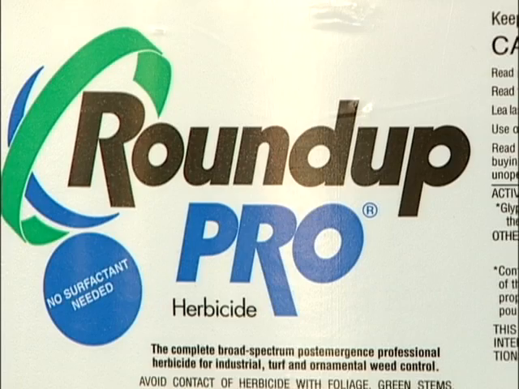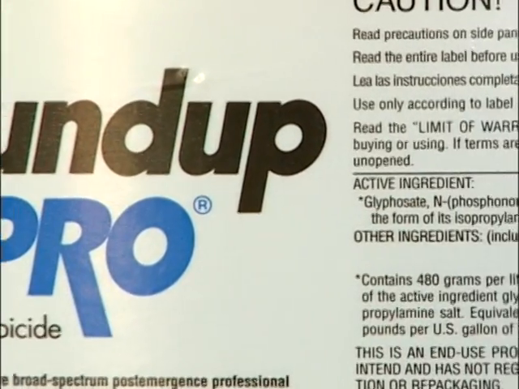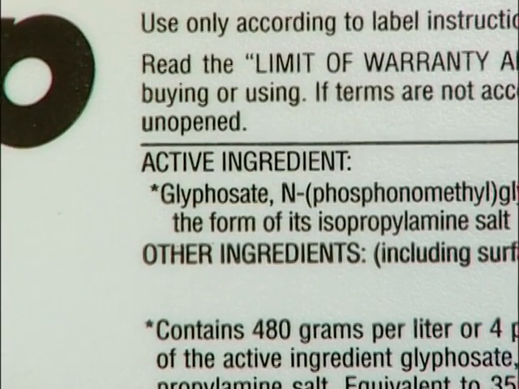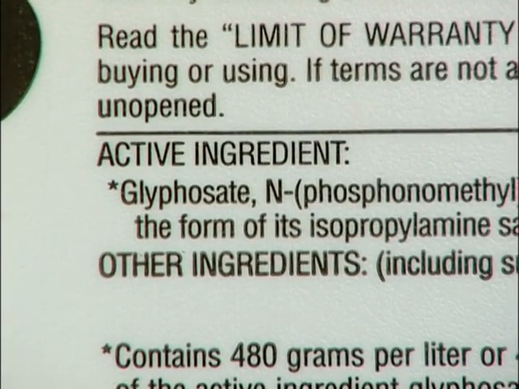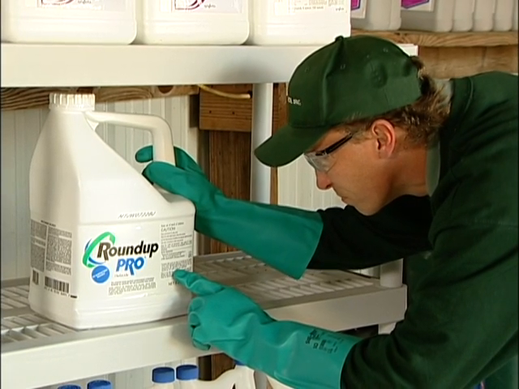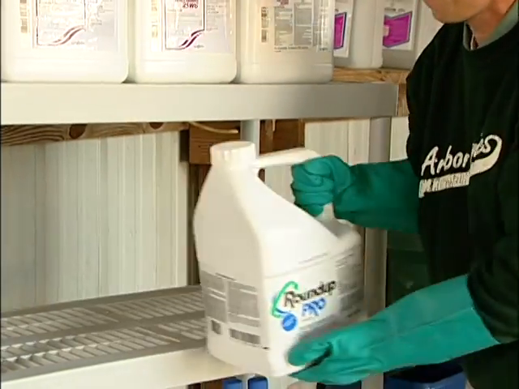The list of active ingredients tells which chemicals and what quantities are in the product. Sometimes a common name is used to describe the active ingredient. For instance, glyphosate is the common name for the active ingredient in Roundup Pro. The list of active ingredients can help you compare different brands of pesticide.